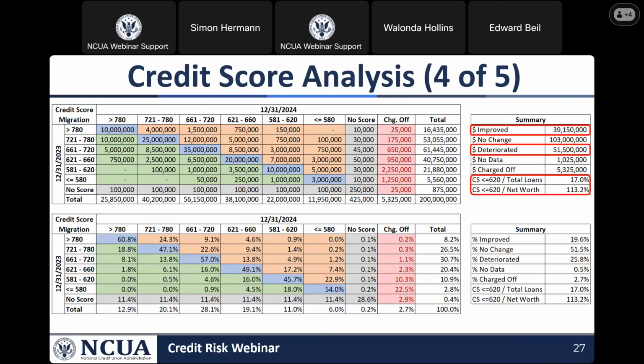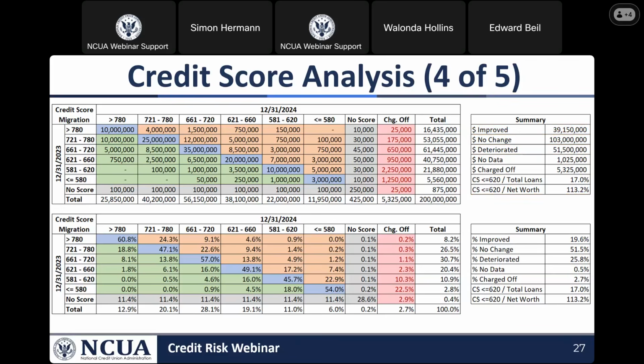Moving to the summary information, you can see that there has generally been a deterioration in loan quality across the portfolio. While the credit scores associated with 39.15 million of loans improved, the credit scores associated with 51.5 million of loans deteriorated. Approximately 17% of the portfolio is comprised of borrowers with a credit score below 620, which also represents 113% of net worth. Given the information's migration analysis, the board and senior management may need to have discussions about the credit quality of the loan portfolio.